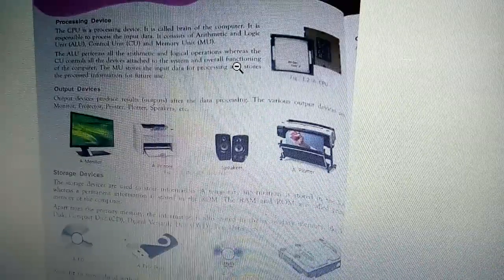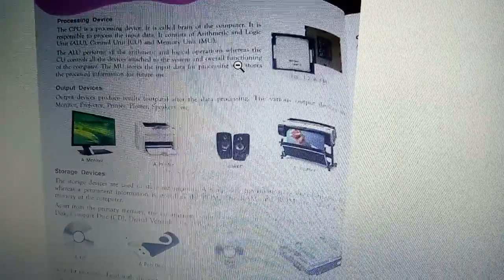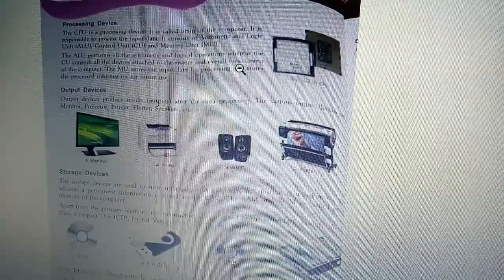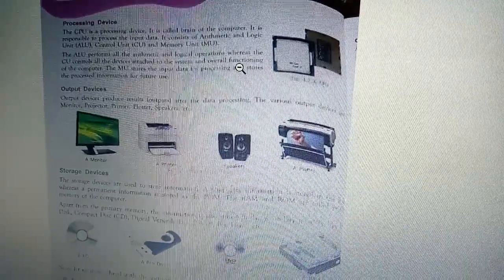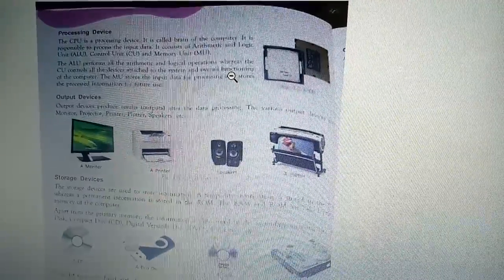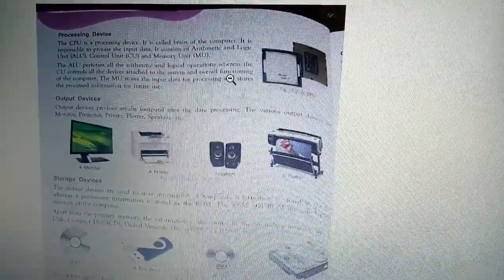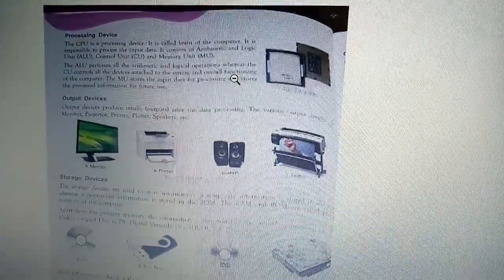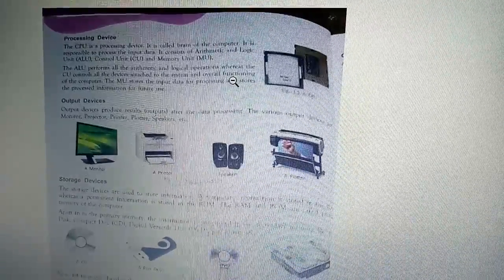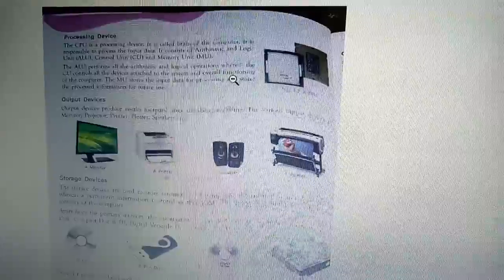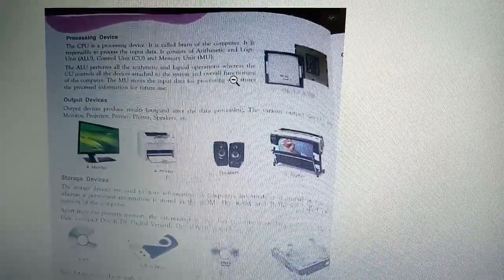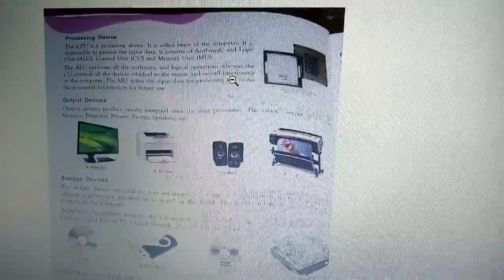Whatever arithmetical and logical operations we give to the computer are performed with the help of the ALU. Whereas the CU, the control unit, controls all the devices attached to the system. The overall functioning of the computer is done with the help of the CU.